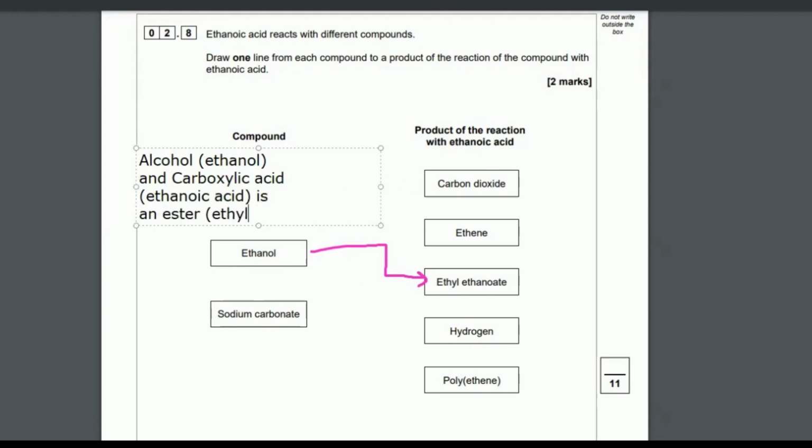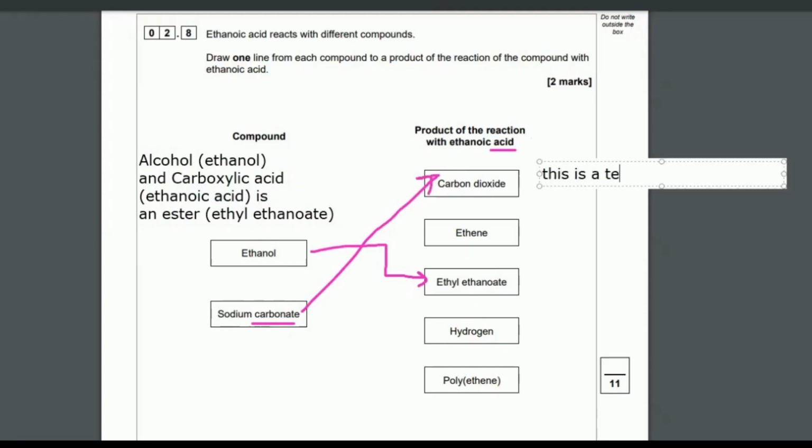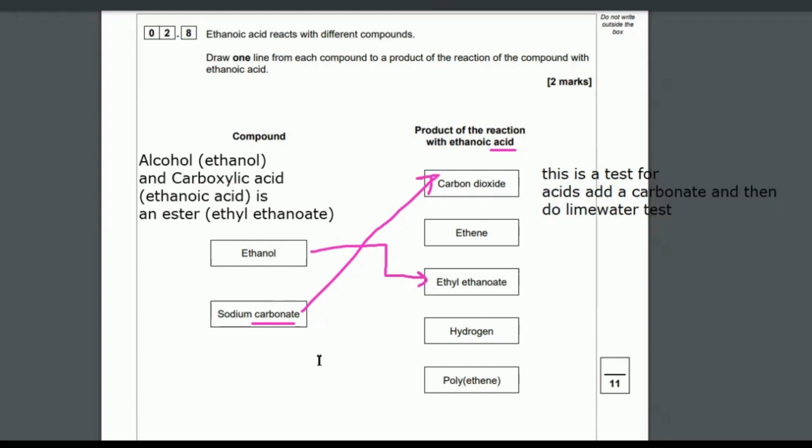So the reaction between an alcohol and a carboxylic acid makes esters. Esters are great in perfumes and in the food industry because they've got lovely sweet smells. They're also pretty good solvents as well. Sodium carbonate, well, that is one of the tests that you're dealing with an acid. If you add sodium carbonate to ethanoic acid, it's going to release carbon dioxide, and you can do the lime water test. It will go cloudy, the lime water, and prove that you're dealing with an acid. You can add it to any acid.